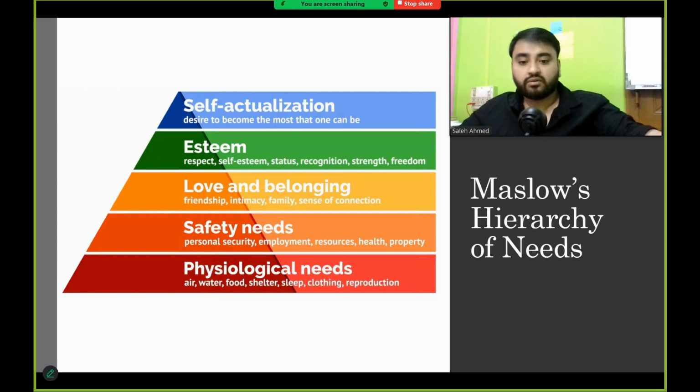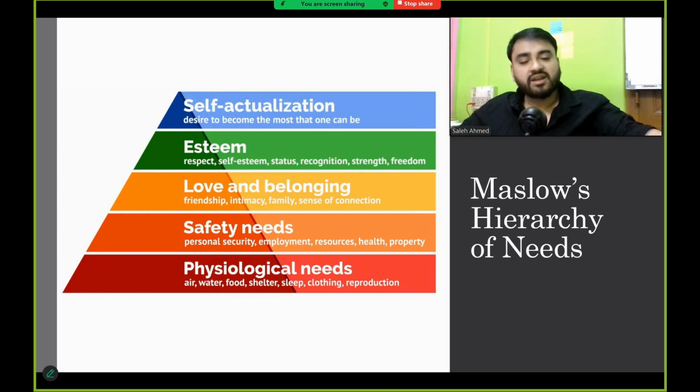Which includes air, water, food, shelter, sleep, clothing, reproduction. Without these needs, we will not be able to have our normal day-to-day life, right? Then once our physiological needs are sorted, we have safety needs, which includes personal security, employment, resources, health, property, etc. Then we need love and belonging, we need esteem, and finally we need some sort of a self-actualization.